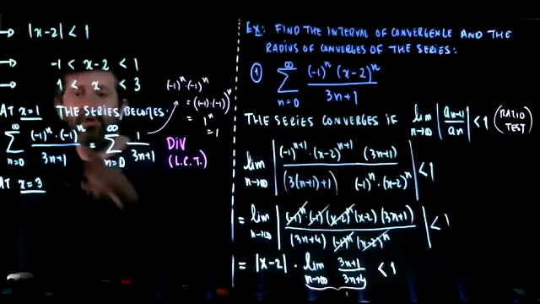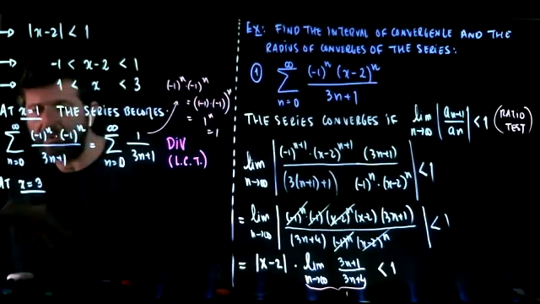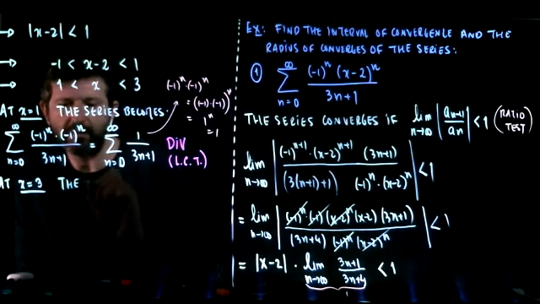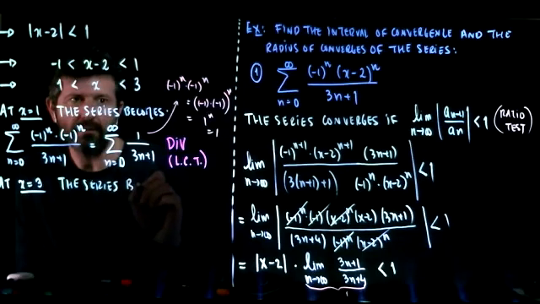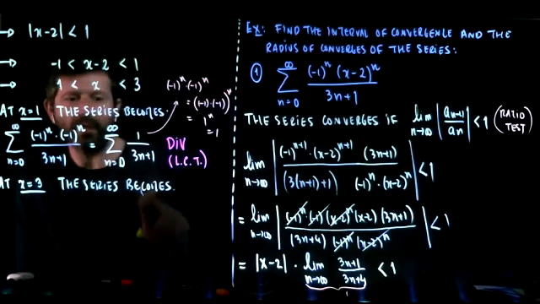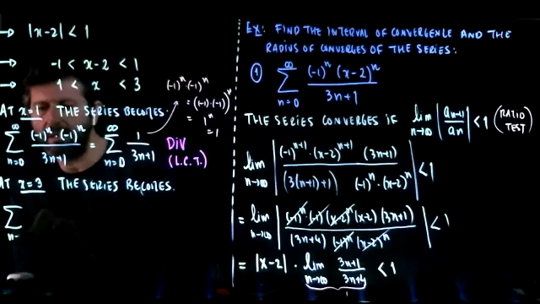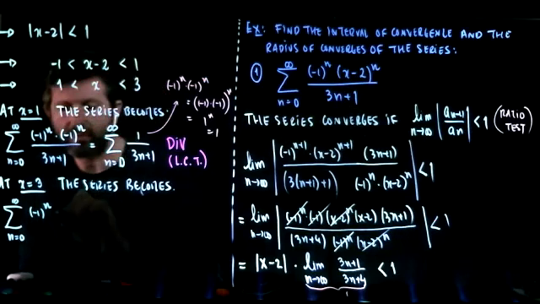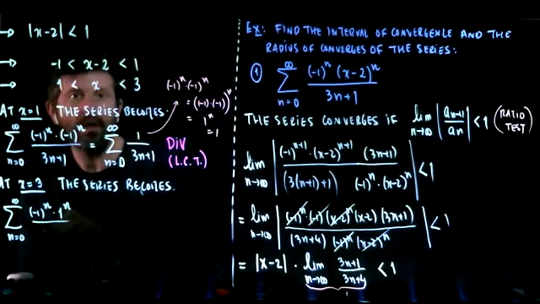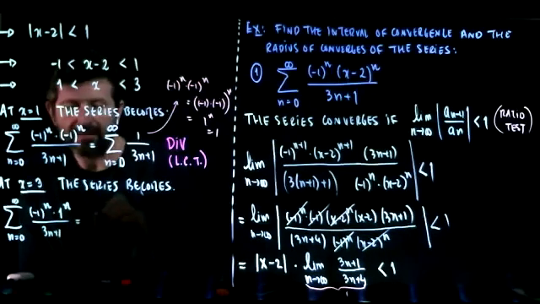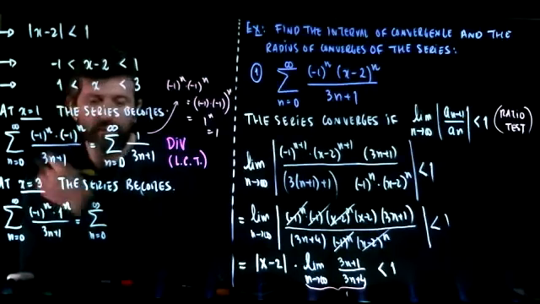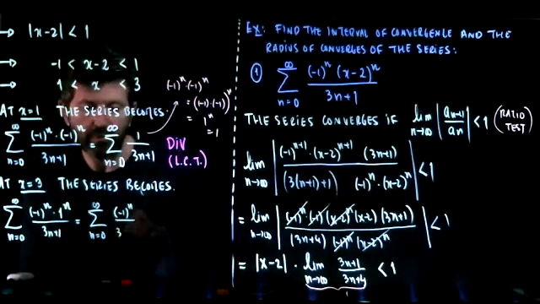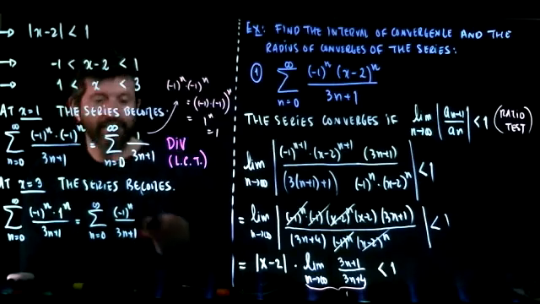It's not difficult. So at x equals 3, what happens? The series becomes the sum, n equals 0 to infinity, of (-1)^n. Now x is 3 here. 3 minus 2 is 1, so times 1^n over 3n plus 1. And that's equal to the sum, exactly like the question you asked. 1^n is just 1. So this will be (-1)^n over 3n plus 1. And does this converge or diverge?